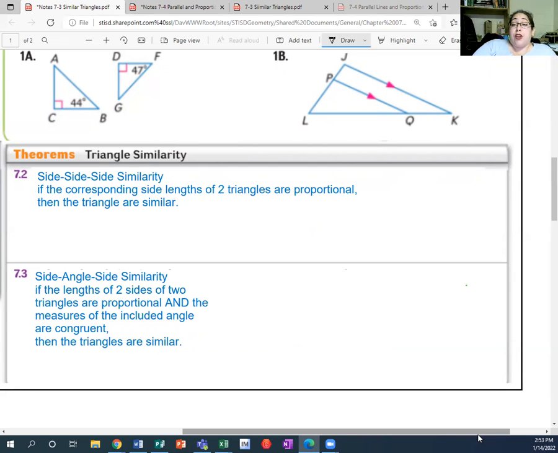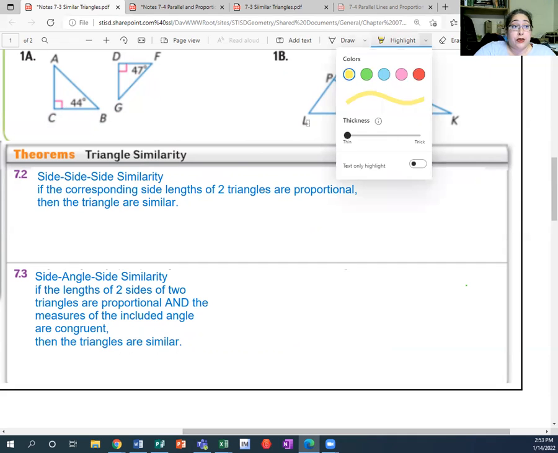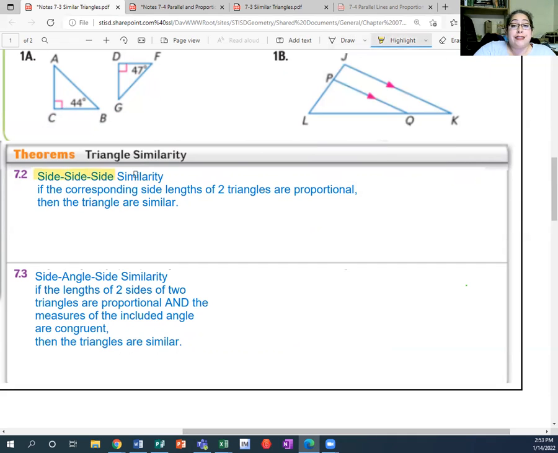Also, to prove that triangles are similar, we have two theorems. And these are going to feel really similar to ones that we've already worked with. The first one is called the side-side-side similarity. And this says that when those corresponding side lengths of two triangles are proportional, the triangles will be similar. This feels a lot like the side-side-side congruence, where we just had to show that all three pairs of sides were congruent to each other. Now we have to show that they're in proportion.